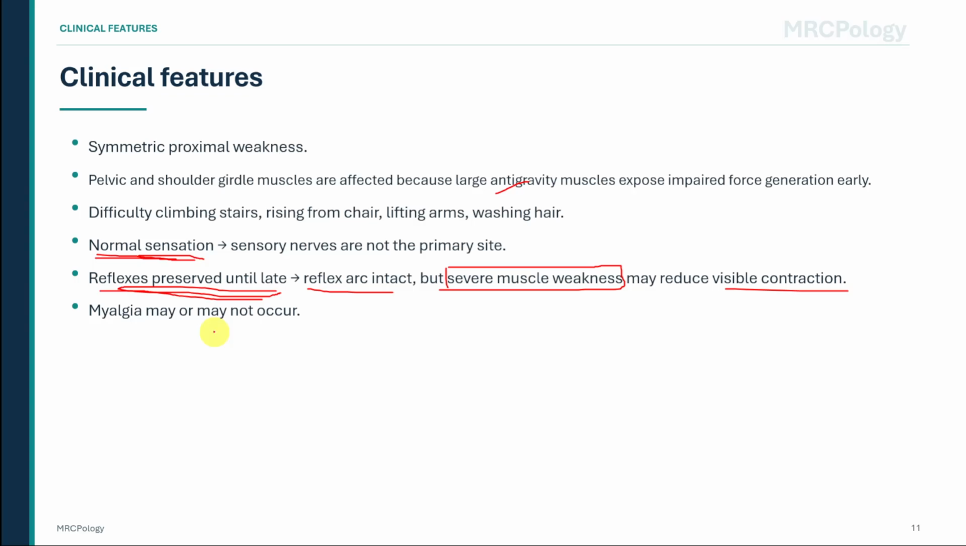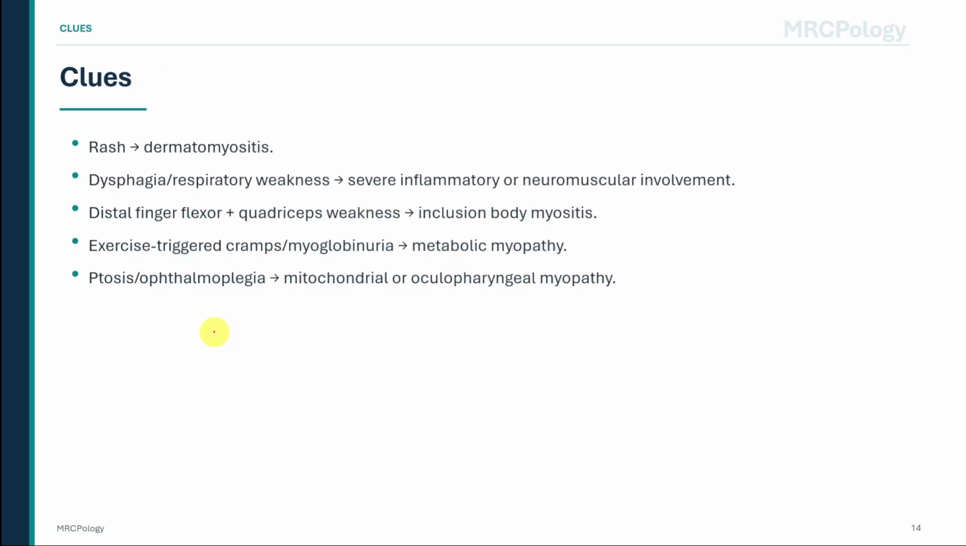Certain clinical clues help narrow the differential diagnosis. A characteristic rash suggests dermatomyositis. Dysphagia may indicate bulbar or pharyngeal muscle involvement and can occur in severe inflammatory myopathy, inclusion body myositis, muscular dystrophy, mitochondrial disease, or other neuromuscular disorders. Respiratory weakness is a serious feature. Ask about breathlessness, orthopnea, morning headache, weak cough, recurrent chest infections, and sleep-related symptoms.